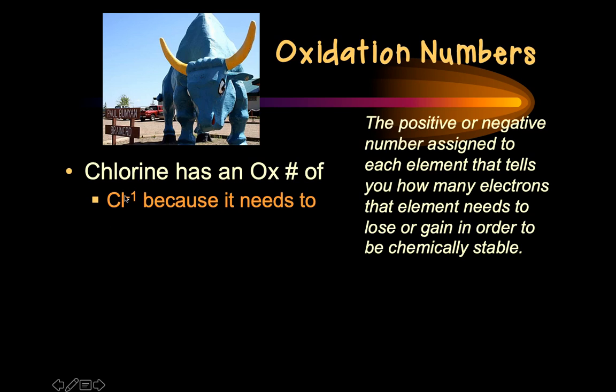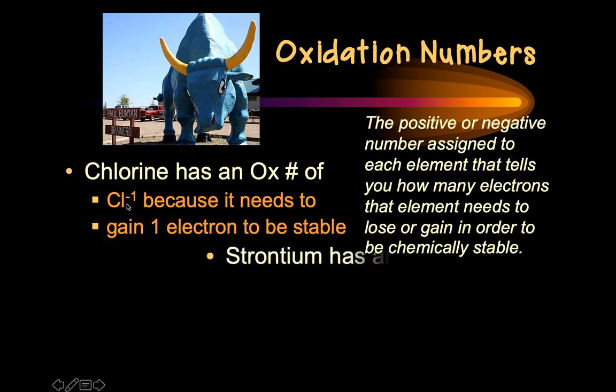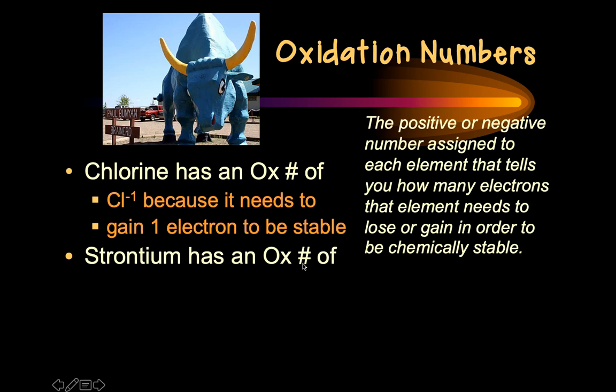That means it has a -1 oxidation number because it needs to gain 1 electron to be stable. So now it has an extra electron, it's negative. Well, that's not stable either, but it gets it closer. Strontium, another element on the periodic table, way over on the left, go find it. Find it? Okay, what would its oxidation number be? Can you figure it out? Look at where it is. Count backwards is closer. How many spots? Okay, so a +2. So that's how we write the oxidation numbers.